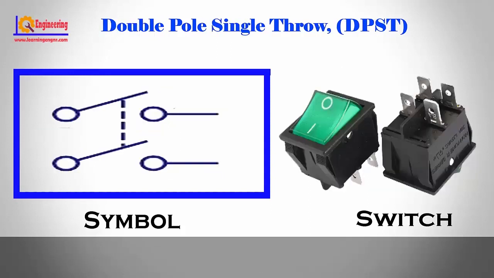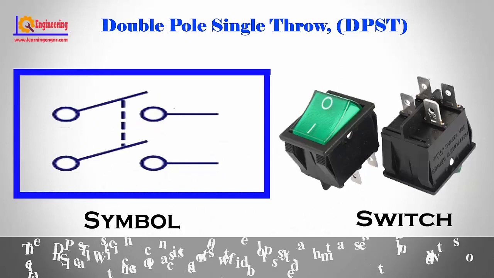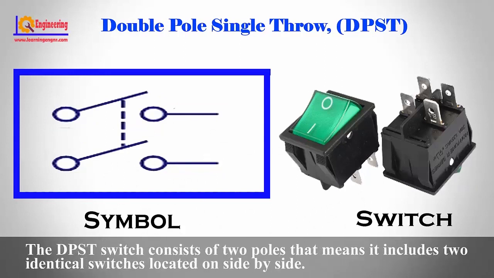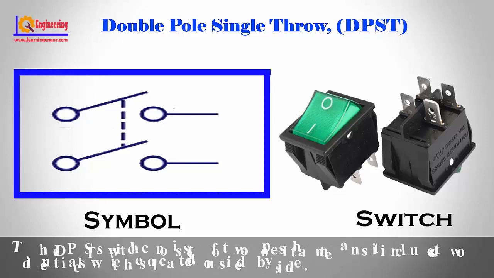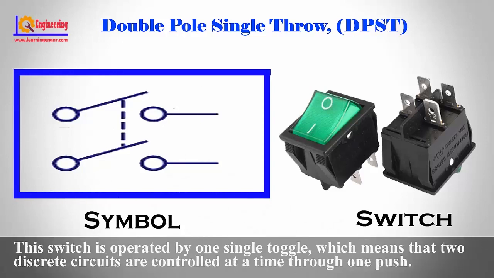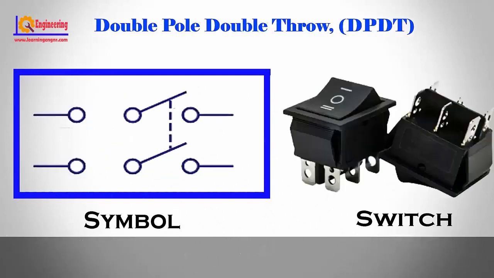DPST, double pole single throw. The DPST switch consists of 2 poles, which means it includes 2 identical switches located side by side. This switch is operated by one single toggle, which means that 2 discrete circuits are controlled at a time through one push.